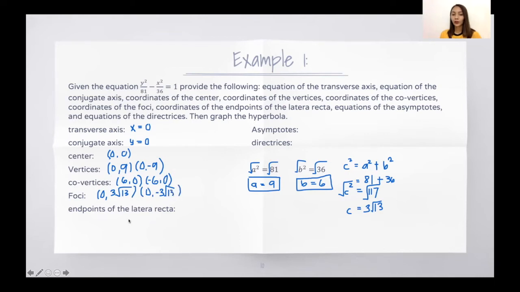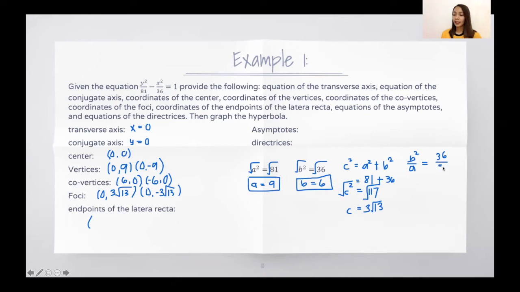Okay? To find the endpoints of the lateral recta, we have positive, negative, b squared all over a, negative c. So let us first find the value of b squared all over a. So b squared is 36.